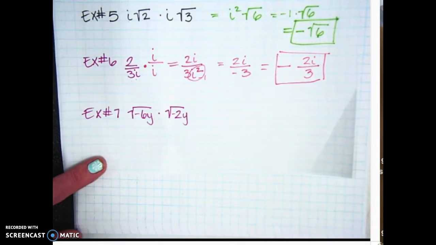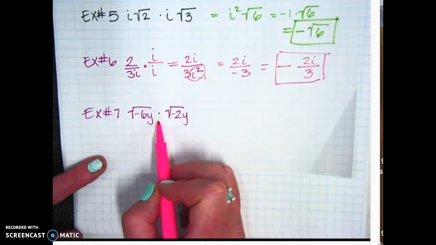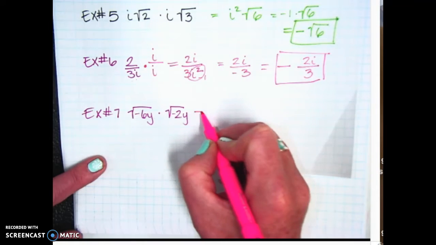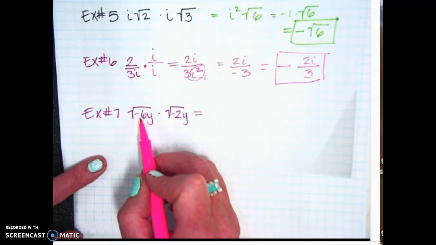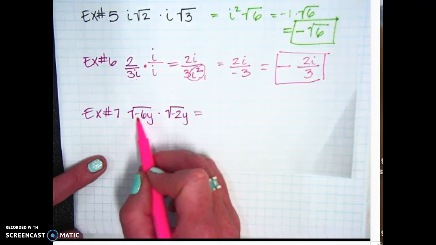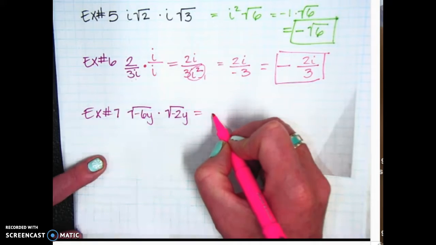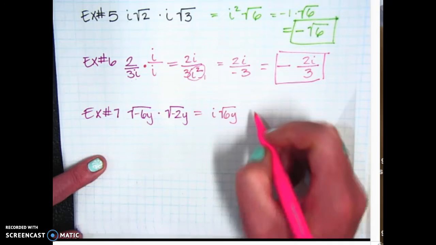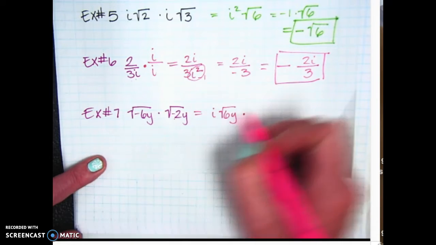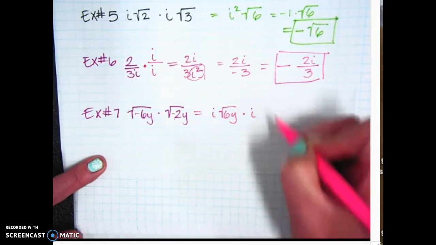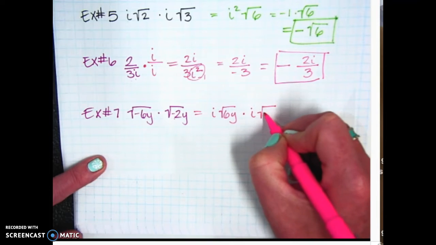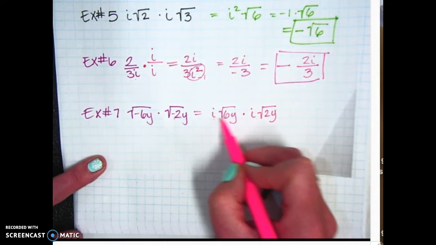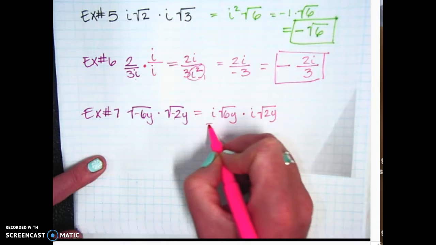And the last one, number 7. So we have the square root of -6y times the square root of -2y. So let's simplify. I know I can pull out an I to get rid of that negative under the radical, so I'm going to have I times the square root of 6y. Same thing here. I can pull out that I, or the -1, make it I times the square root of 2y. Then I can multiply the I times the I to get I squared.